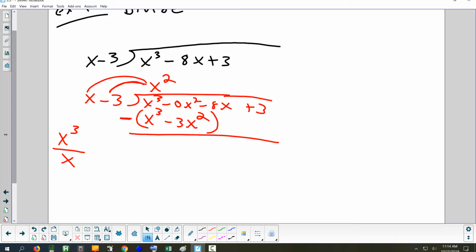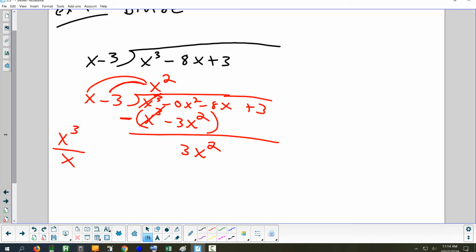So Elias, when I subtract the first 2, what do I get in that column? 0. If you don't get 0 in the first step, you did something wrong in the previous steps. So x cubed minus x cubed is gone. Now we've got 0x squared minus 3x squared. So Sam, what's 0x squared minus negative 3x squared? 3x squared? Yes.